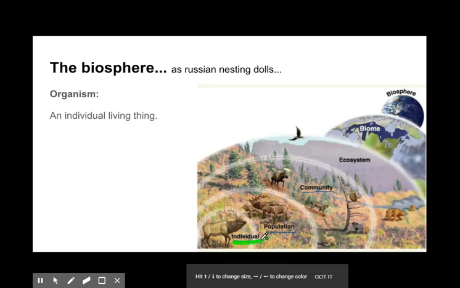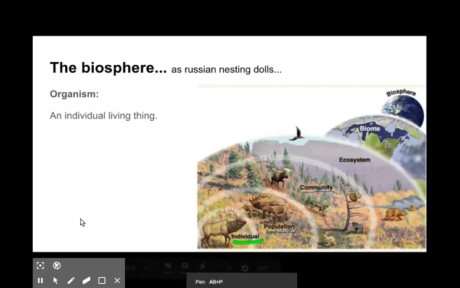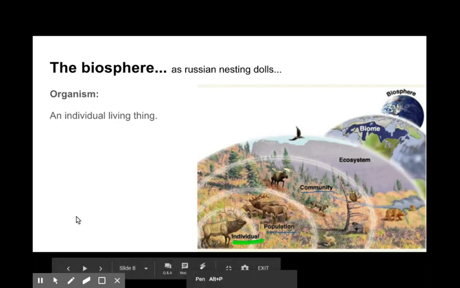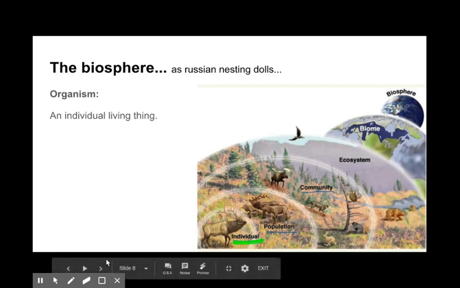Individual. This is one single thing. This is you. You are an organism. There's just one of you. Or the bird that you see outside your window, that's an organism.